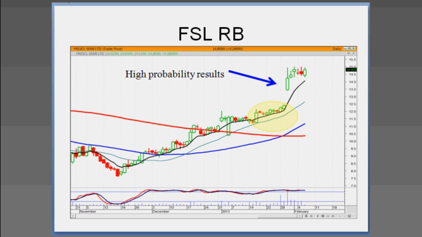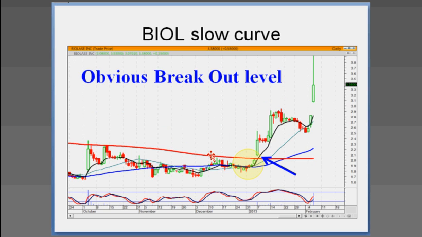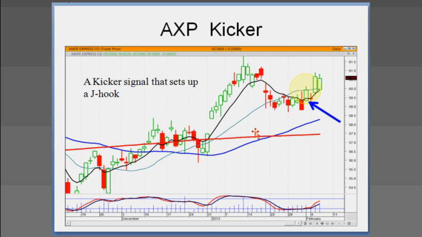Slow curve, high probability results. Slow curve, gap up through the resistance level, puts us in a nice uptrend. What I'm trying to do when I'm looking for a good trade is, if we know the markets are heading up, I'm trying to find the price pattern that's going to make inordinate profits, not just an uptrending stock in an uptrending market. I want to find the ones that are moving much more exuberantly.